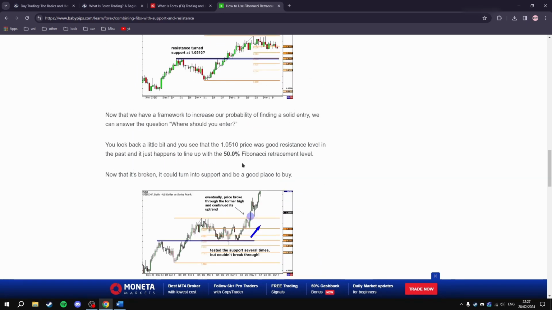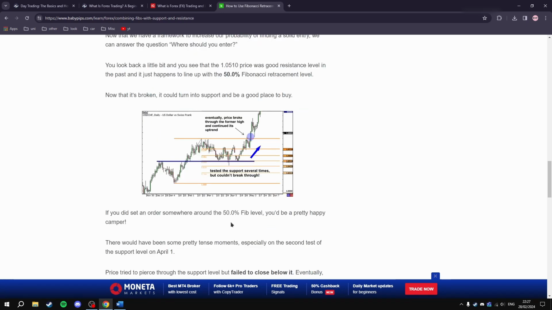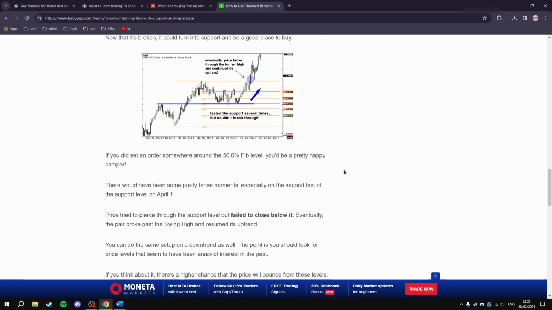So where are we? I'm guessing we bought somewhere around here. If you did set an order somewhere around the 50% fib level, you'll be a pretty happy camper. Eventually the price broke through the former high and continued its uptrend. It tested the support several times but couldn't break through. So 1, 2, 3. There would have been some pretty tense moments, especially on the second test of the support level on April the 1st.